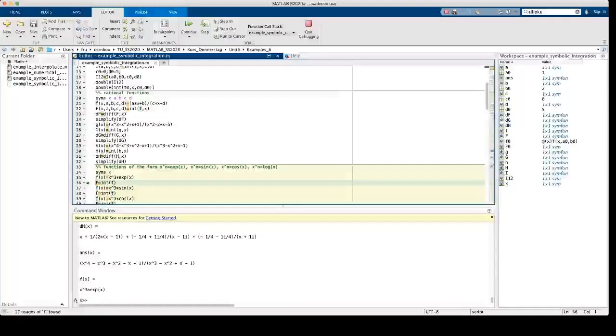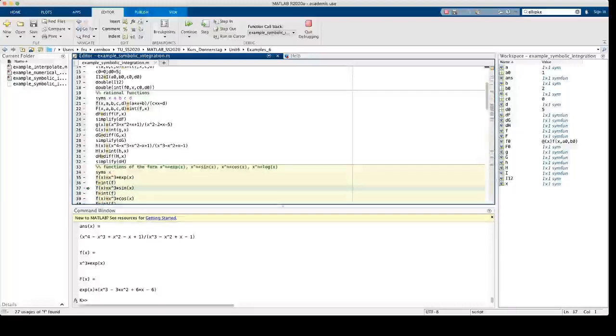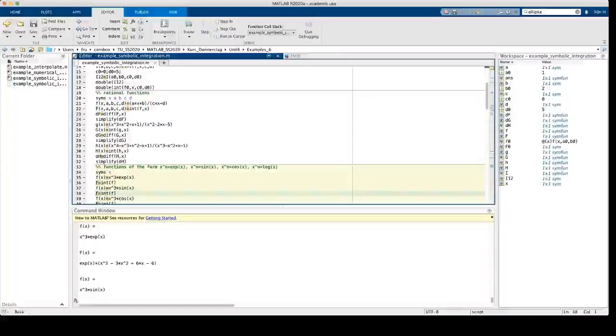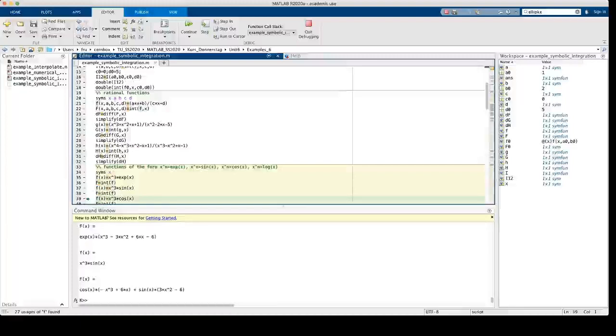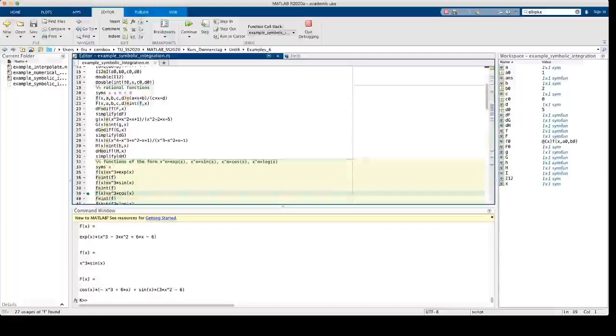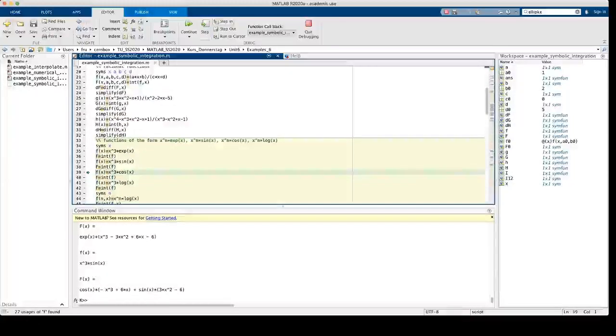For instance, if we define small f as x to the third times exp of x, then the antiderivative, capital F, has this form in the command window. It's exp of x times a polynomial in x. The same is true if we replace the exponential function by the sine function. We again have an antiderivative which can be expressed in terms of sine x, cosine x, and polynomials in x. The same is true for the cosine.